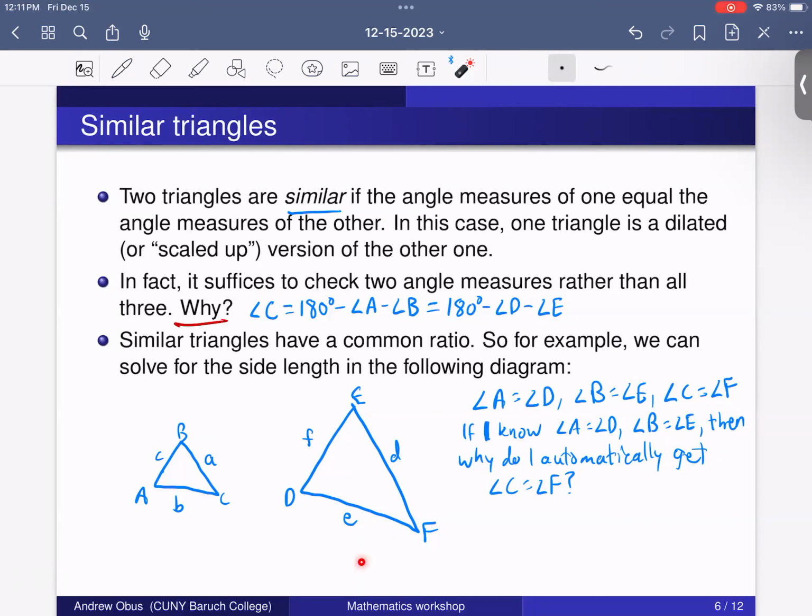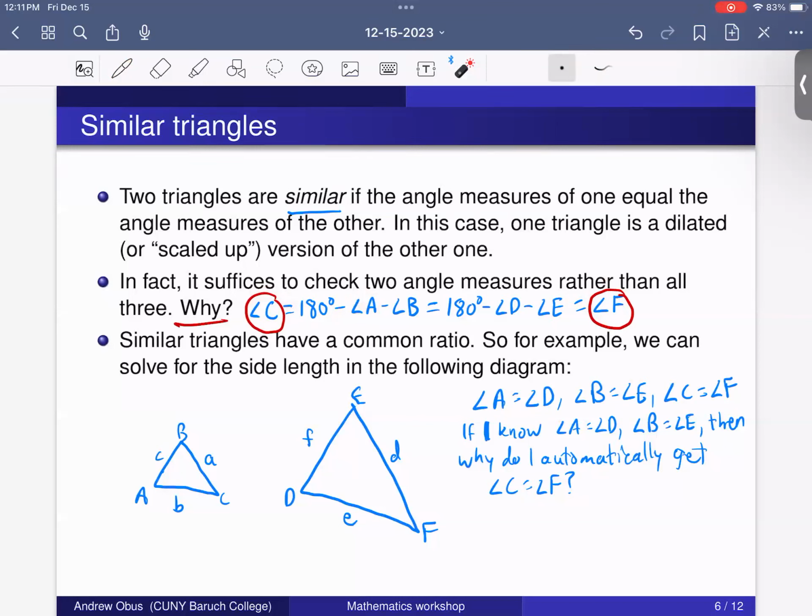But the point is, we know in triangle DEF that angle D plus angle E plus angle F is 180 degrees. So if I take 180 degrees and I subtract off angle D and I subtract off angle E, what I'm left with is just angle F. Okay? So what this tells us is that angle C, going through all of these equalities, is equal to angle F. So this is why you can conclude it.